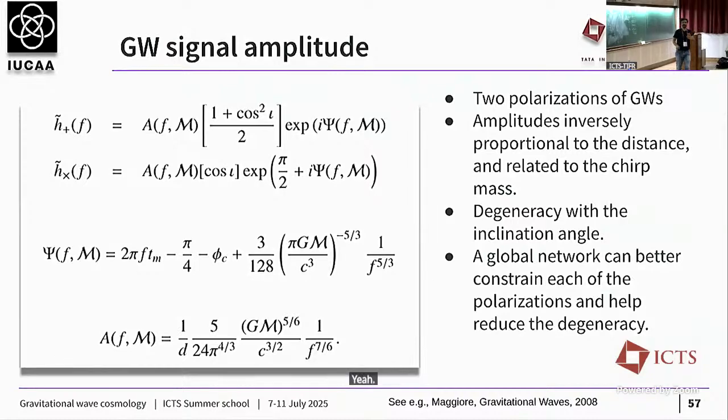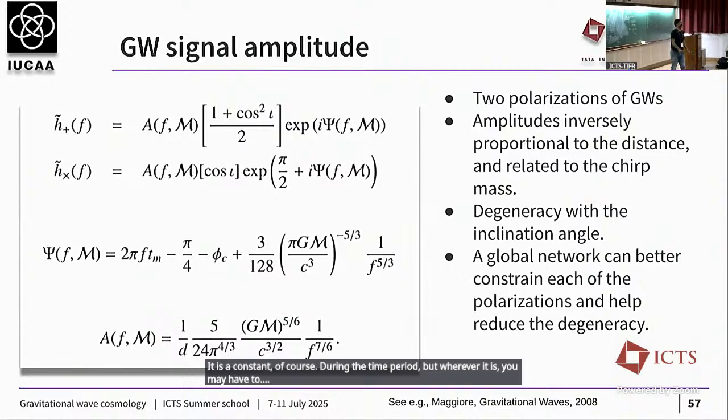It is a constant, of course, during the time period, but wherever it is, you may have to take that into account.